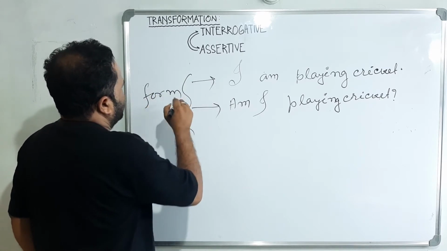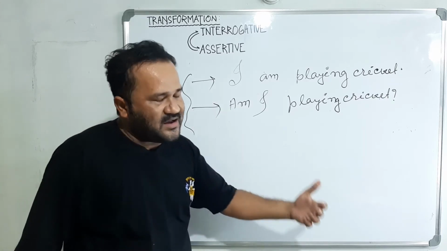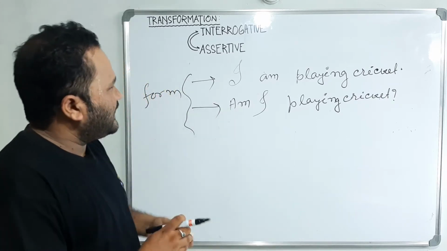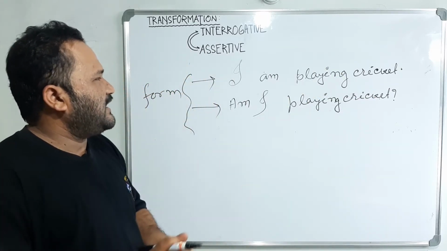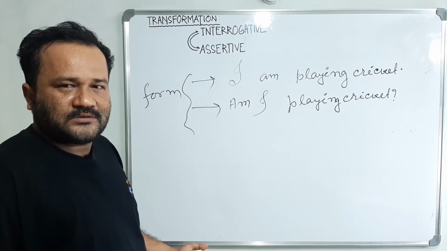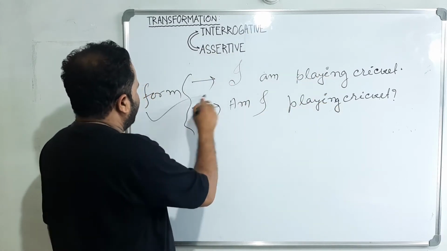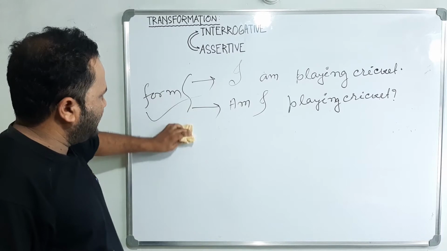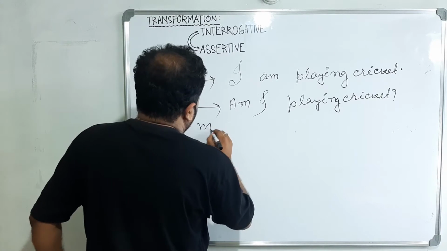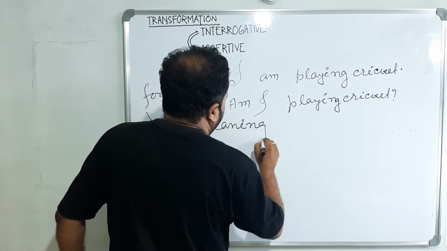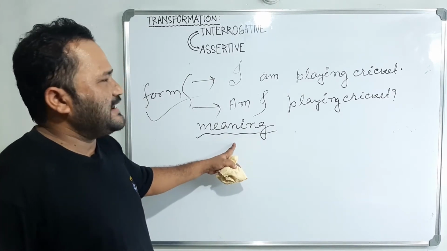The form. Okay, but at the same time, you have changed the meaning of the sentence. Okay, I am playing cricket. Am I playing cricket? Always remember, in case of transformation, you have to change the form. There is no doubt about that. But at the same time, you cannot change the meaning. You cannot change the meaning of the sentence.